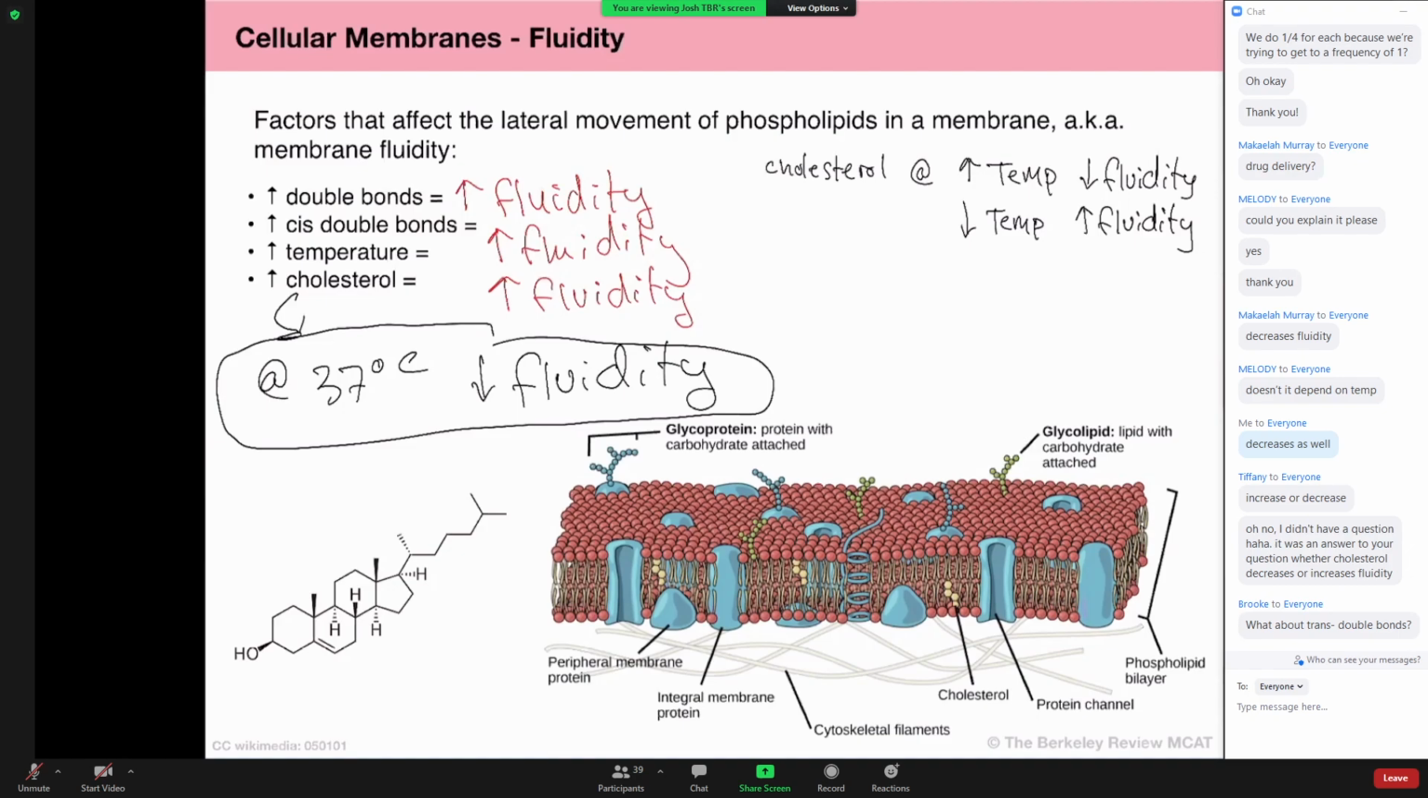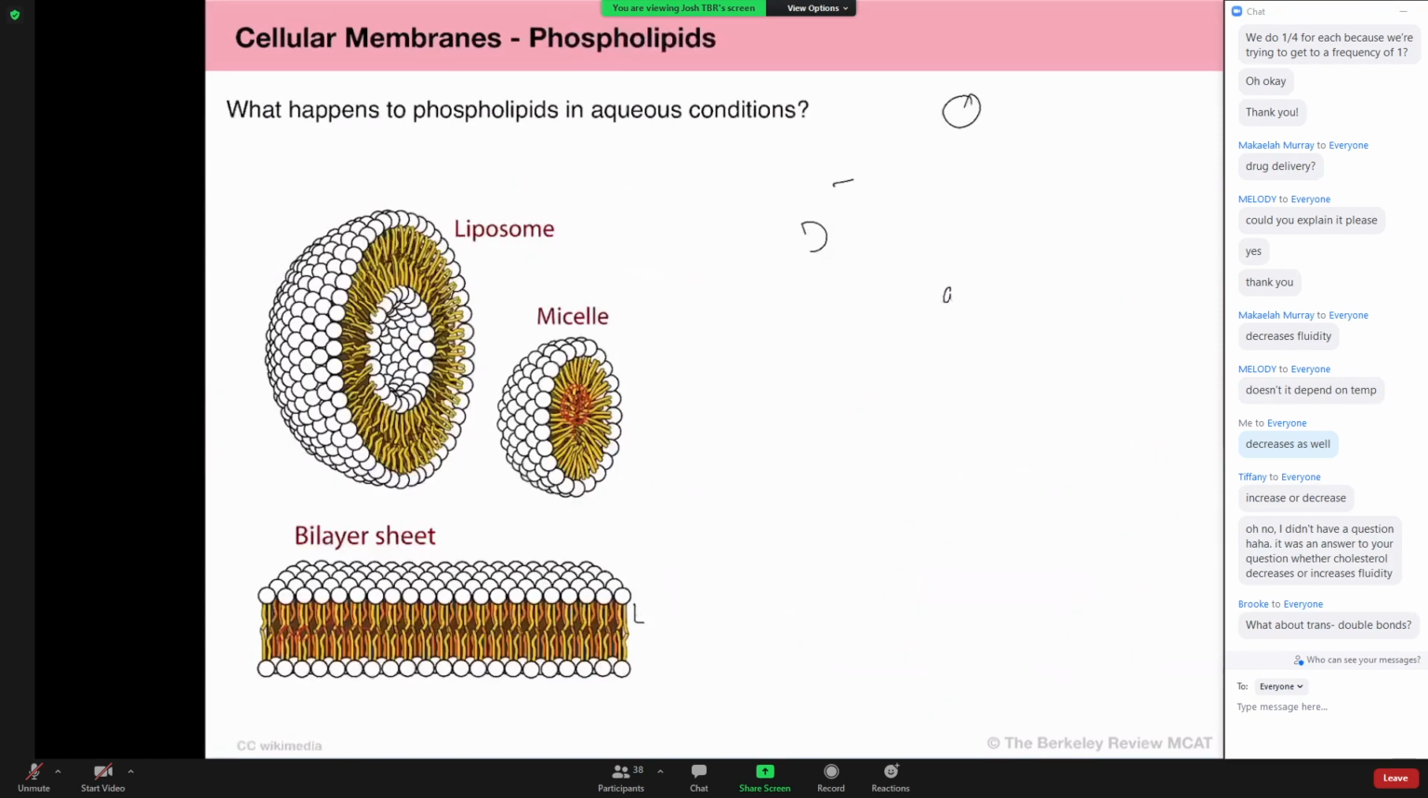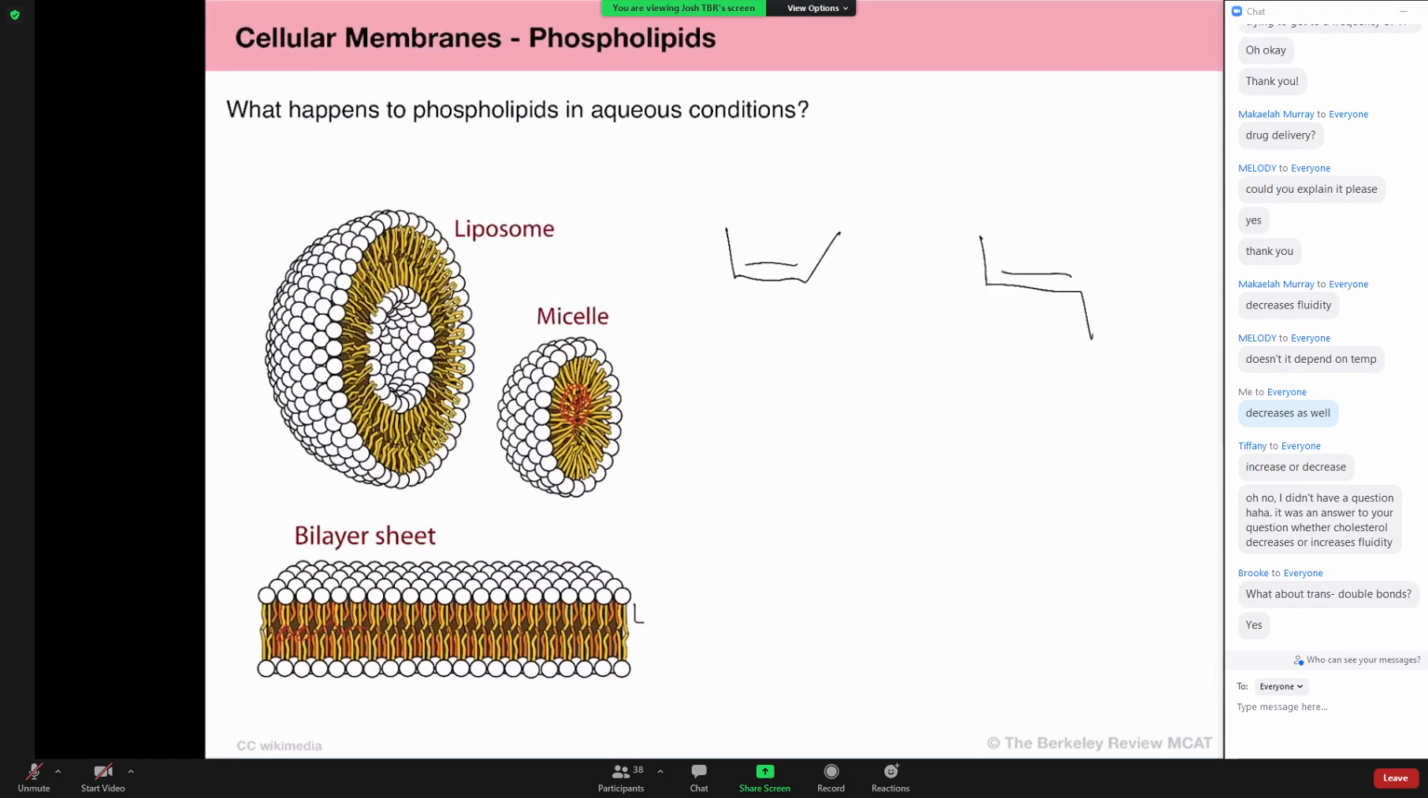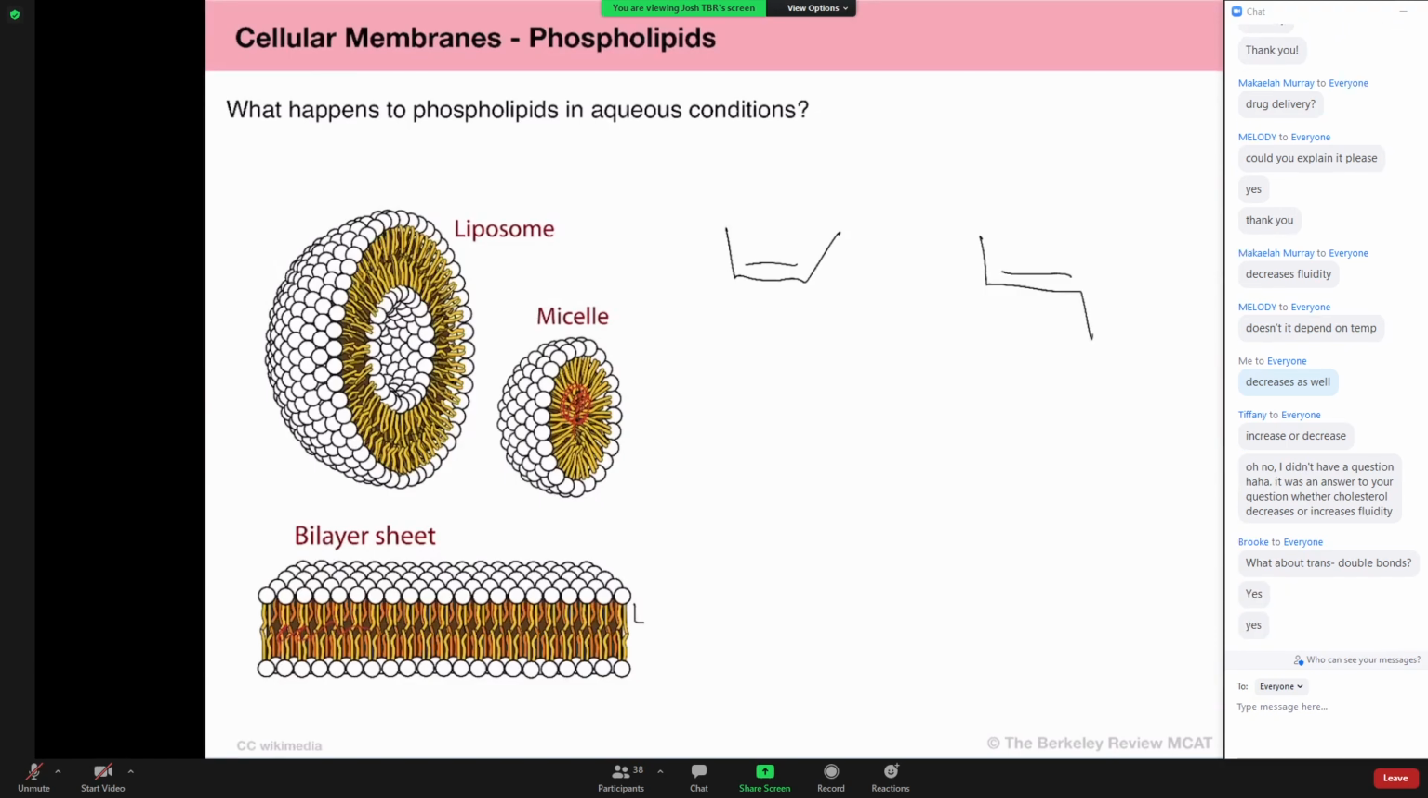Someone asks, what about trans double bonds? Good question. You guys have all this? I'll just go back one. If you're looking at a double bond, that's a cis double bond, and that's a trans double bond. These cis double bonds in the context of a hydrocarbon chain will actually bend the molecule more, so it'll have a bigger angle here.